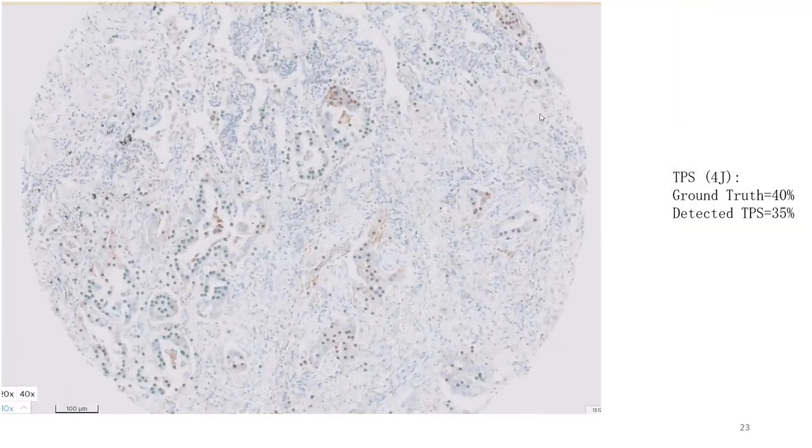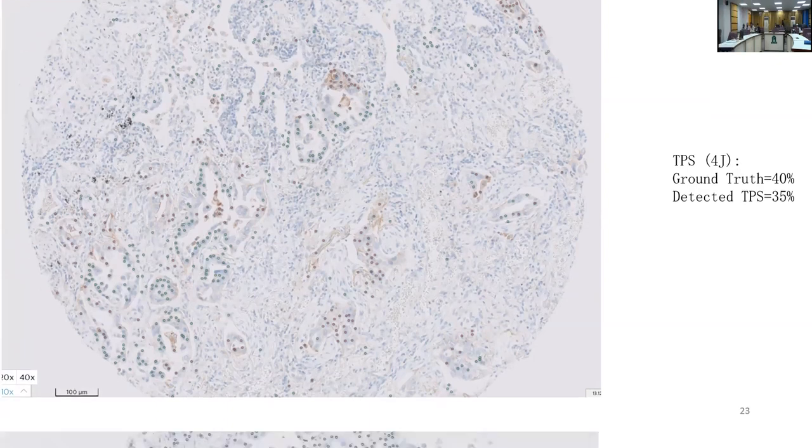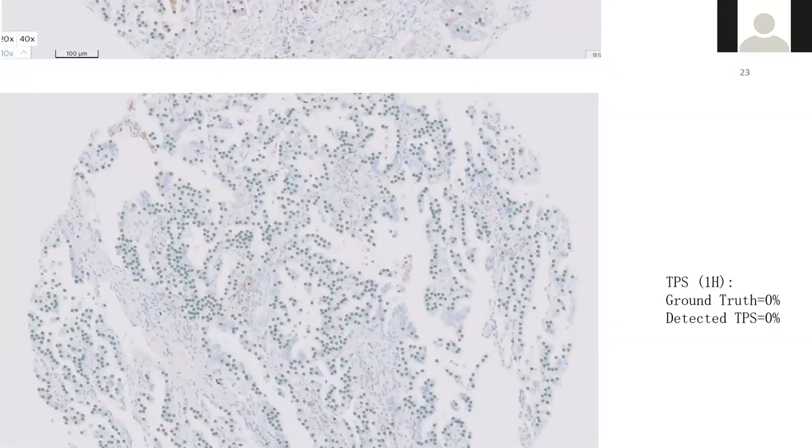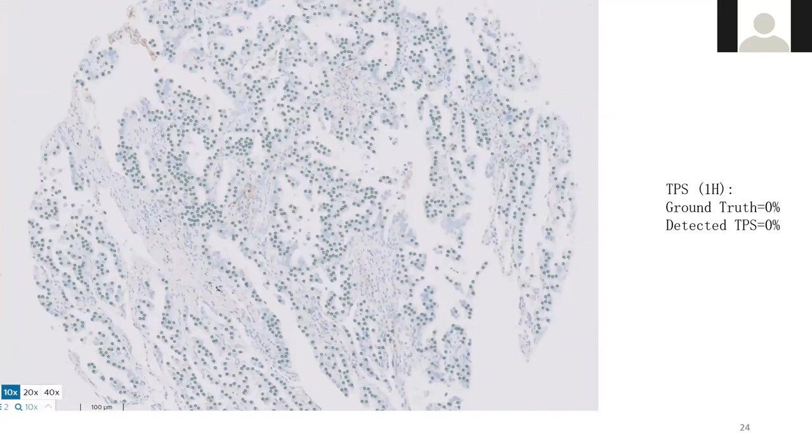Here it's 40% ground truth. You can see that it doesn't depend upon the number of tumor cells. It actually depends upon the ratio of them, how many are positive and how many are negative. You can see it's 40% here, ground truth; detected TPS, my algorithm says 35%. And finally, this is 0%, all green dots, which means all the tumors are negative, and we have agreement with the pathologist.